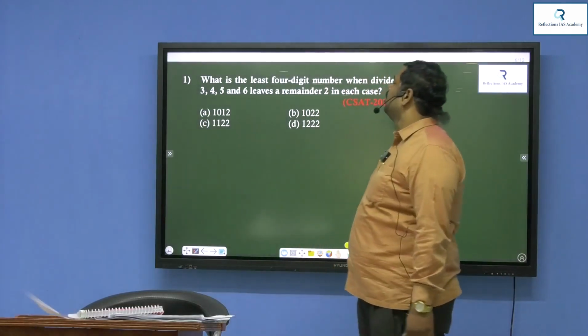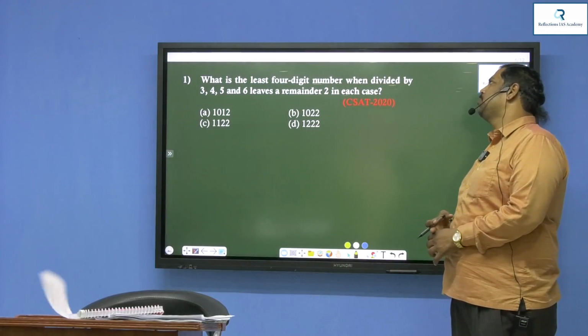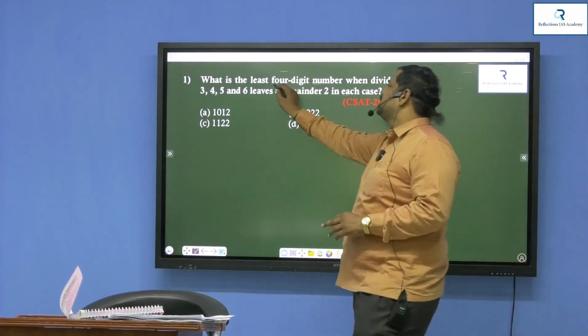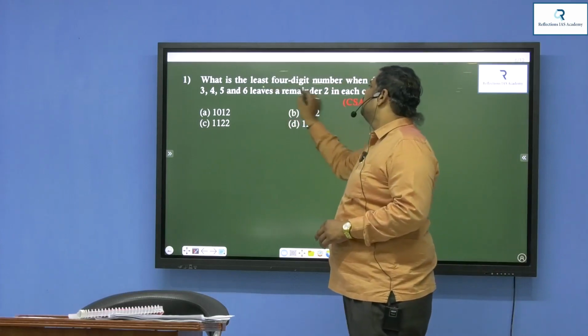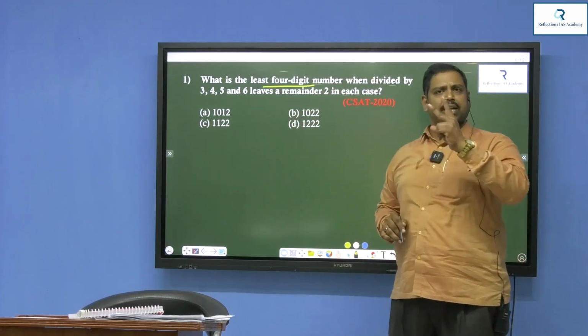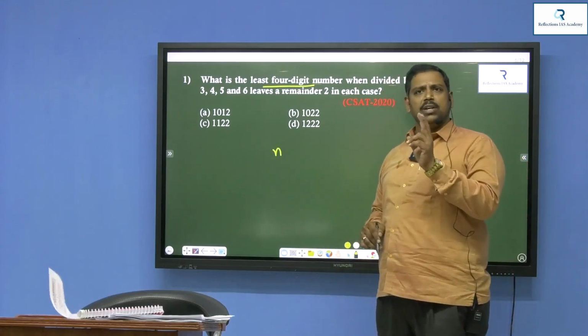He said, what is the least 4-digit number which, when divided by 3, 4, 5 and 6, leaves a remainder of 2 in each case? Suppose we forget about the least 4-digit number. Normally, what should I do? I have to get a remainder of 2 in each case, which means suppose my number is n. Remainder is 2 means I have to subtract 2.